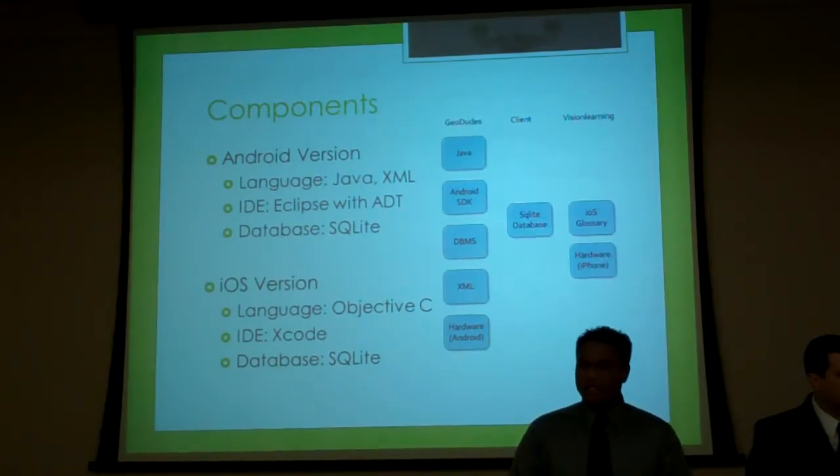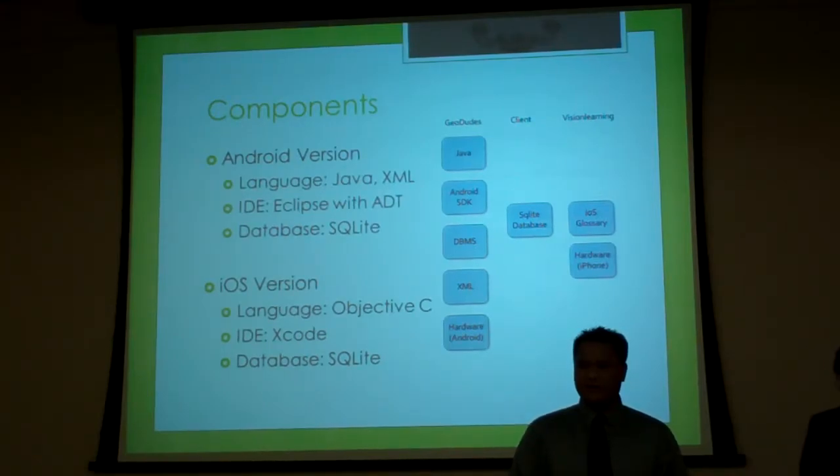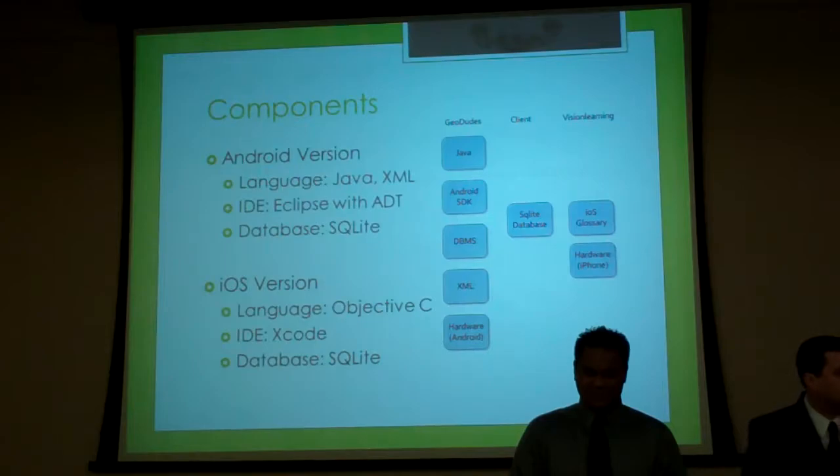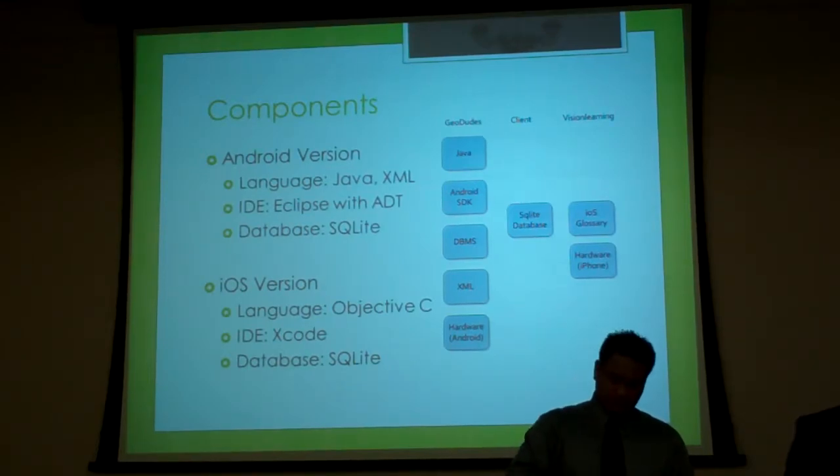On the right is an image of some of the components, mainly Java. On the left-hand side is what our team worked with for the Java version, and the right side is what was provided to us by the third party, Vision Learning, aside from the iPhone hardware, which we used our own hardware for. And the middle is the SQLite database, which was provided to us by our client.